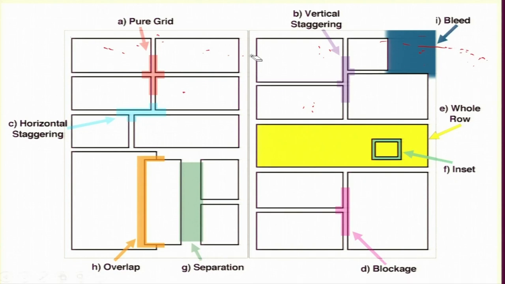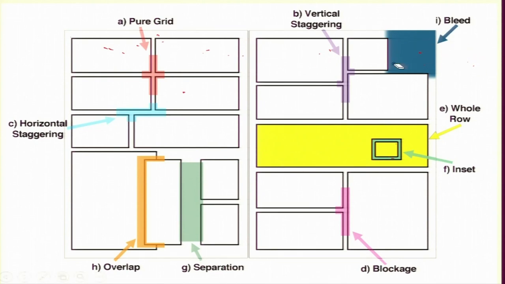Next we have whole row, which means left to right, the same column. And inset, the name itself is quite clear. Inset simply suggests a panel within a panel, right? Let us say, for example, this is panel 1 and this is panel 2. Just a second, I will explain more clearly. So, panel 2 is within panel 1, right? So, this is called inset.